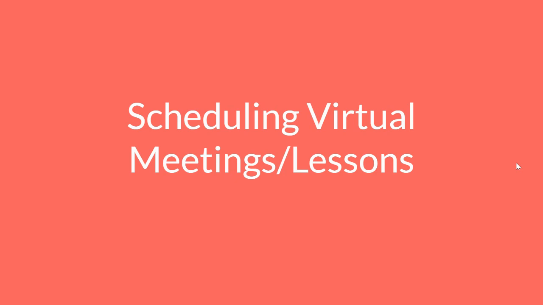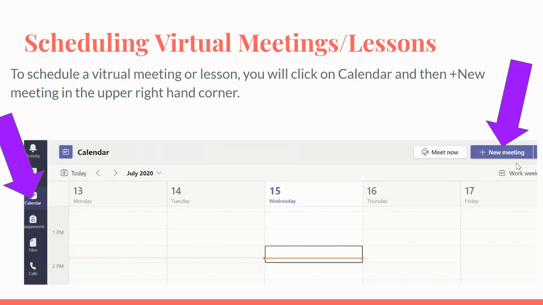So now we're going to go over scheduling a virtual meeting or a lesson using Teams. To schedule a virtual meeting or a lesson, you will click on the calendar on the left-hand side of the page, and then you'll click on the plus new meeting in the upper right-hand corner. So this is to schedule a meeting. The other button that says Meet Now, that means that if you click that, your meeting will automatically start. And whoever is on Teams will get a notification that there's a meeting. But to schedule it, instead of just doing it in the moment, you would click on plus new meeting.